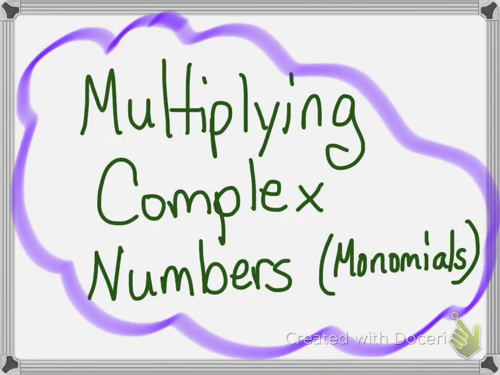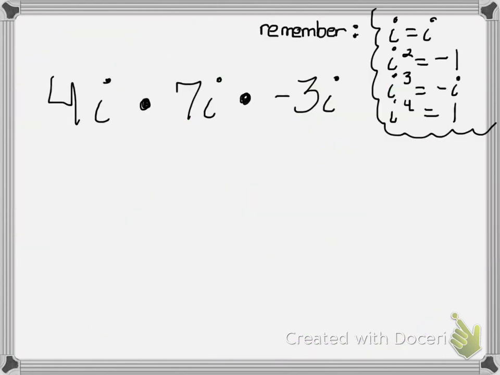Hello, everybody. All right, in this video, I'm going to teach you guys how to multiply complex numbers, but only focusing on the monomials. Before I even get started, as you can see what I wrote in my cloud on the top right-hand corner, make sure you have that memorized. When it comes to multiplying complex numbers, when they're just monomials, meaning you don't have any plus signs or subtraction signs, this is basically what you're going to do.